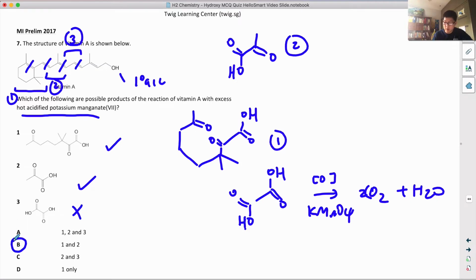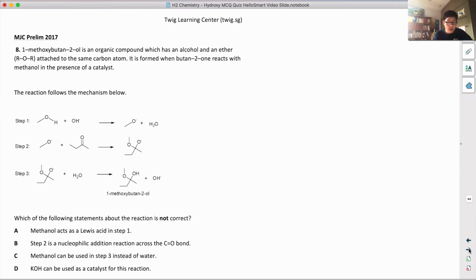Okay, let's move on to the next one. Which of the following statements about the reaction is not correct? If you look at it carefully, methanol acts as a Lewis acid. A Lewis acid is actually an electron pair acceptor. So does it show that it's an electron pair acceptor?